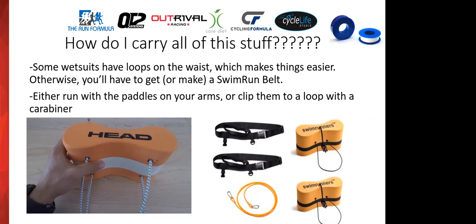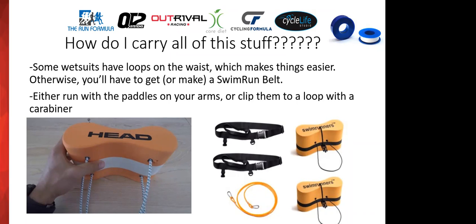And with your paddles, you can just take a carabiner, and when you take your paddles off after you're done swimming, you can just clip them to the carabiner on your belt, or you can honestly just shove them down the front of your wetsuit. It's no big deal. With the buoy, the way you're going to attach it to the belt, this is one option, basically, you're going to have to punch holes in your buoy. That's just how it is.